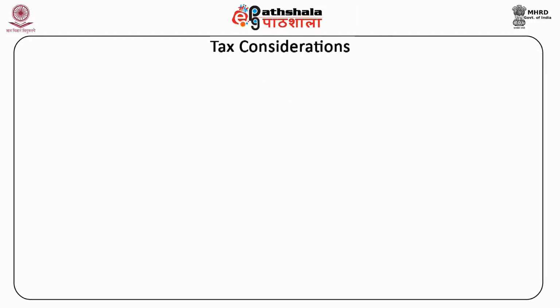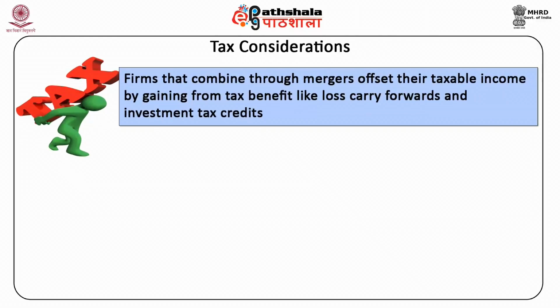Next is tax considerations. Firms that combine through mergers offset their taxable income by gaining from tax benefits like loss carry forwards and investment tax credits. Acquirers with losses may use them to offset future profits and also use the unused tax credits held by the target company to lower future tax liabilities.